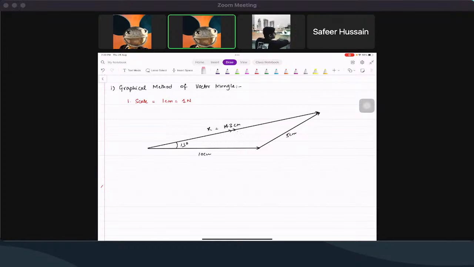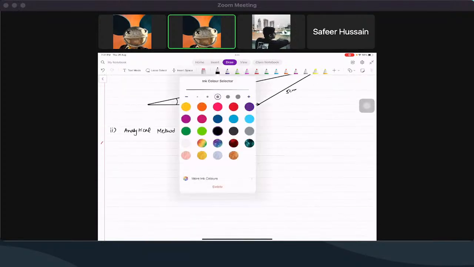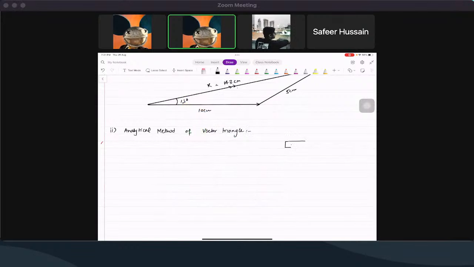Now the other method to do this is the analytical method of vector triangle. So basically this does not need any proper drawing. You can just sketch it, but you need to sketch it because our question suggested it was 10 newtons on this side, 5 newtons on this side, and this was 40 degrees. Is it clear? Yes.